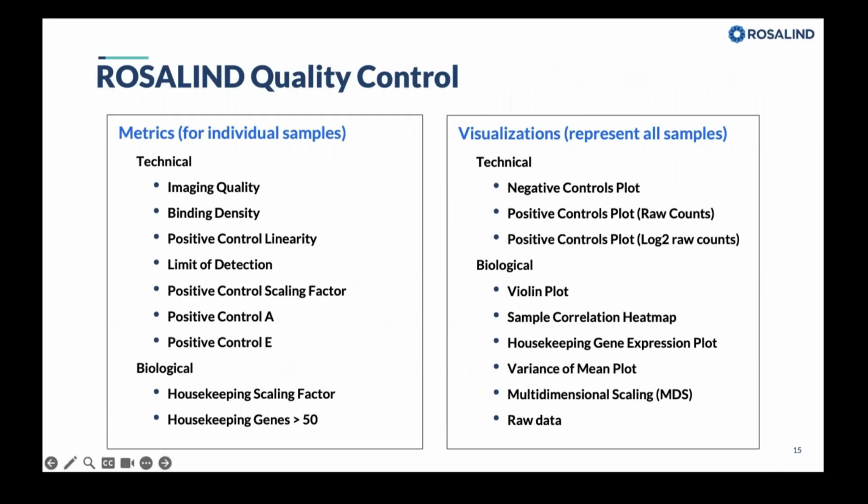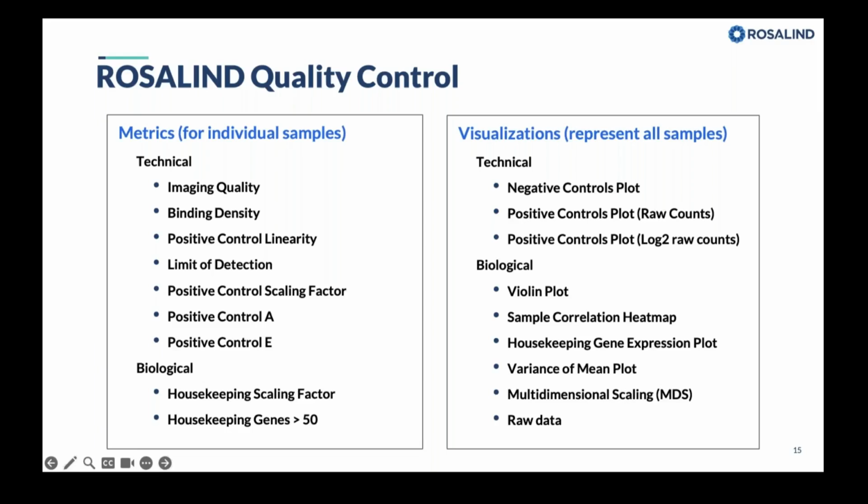On the left-hand side, we have what I'm calling metrics. A metric is just a number or a score, like 0.5 or 1.7, that you're assigning to a sample. So these are metrics for individual samples. If you have 12 samples in your data set and we're looking at that imaging quality metric, you'll have an individual imaging quality metric for all 12 samples.